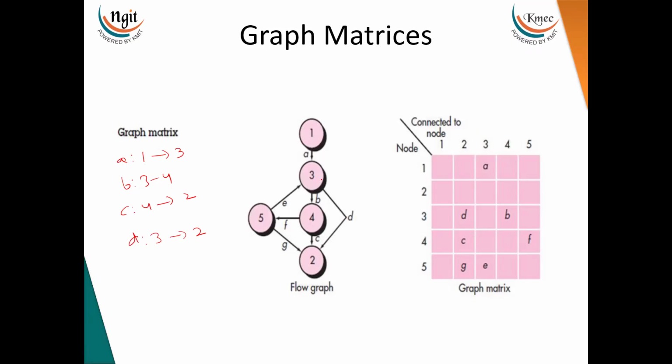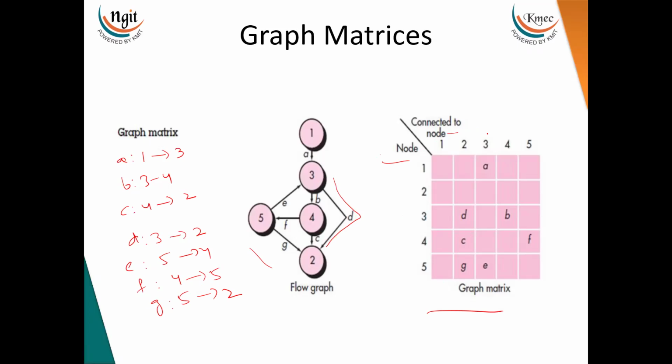This is what I'm speaking about. Next E, 5 to 4. And F, it's 4 to 5. And G, it's 5 to 2. So this is the flow. Now if you observe the graph matrix given here, this is the node and this is the connector to each node. Each cell will contain the label of the edge if a connection exists.